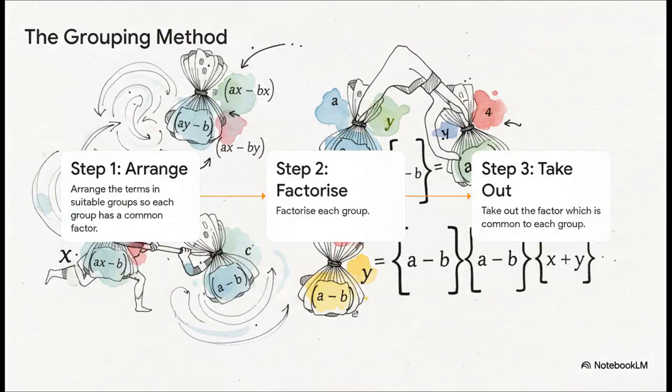So the process is what's crucial here. First, we group the terms, right? So we've got ax minus bx and ay minus by. Then we factorize each little group on its own. That gives us x times (a minus b) and y times (a minus b). And now, look what happened. A new common factor just appeared. The whole bracket, a minus b, is now common to both parts. So we pull that out front, and what are we left with? Our final factors, (a minus b) times (x plus y).